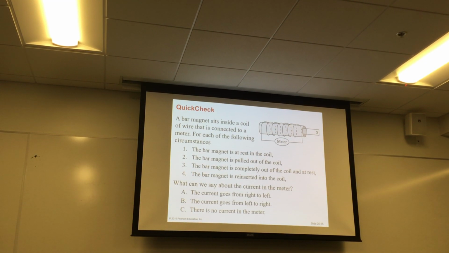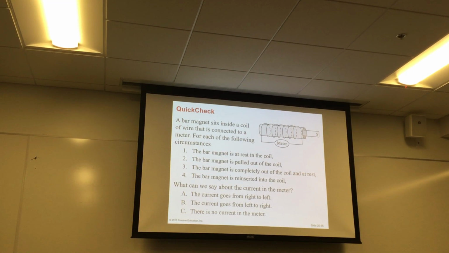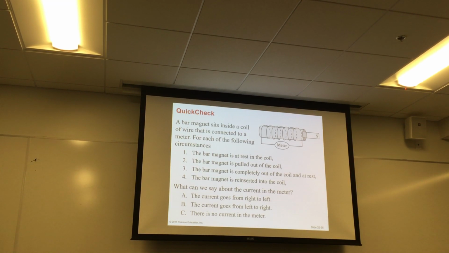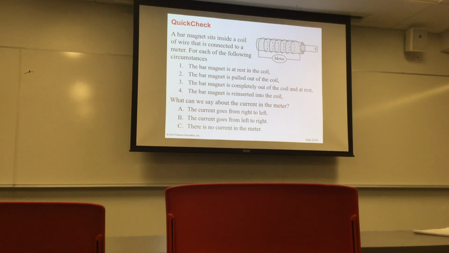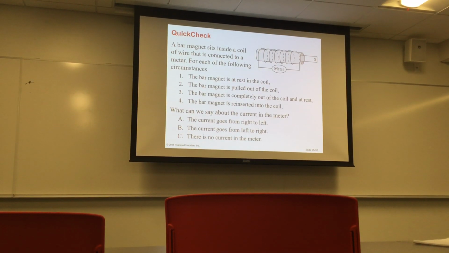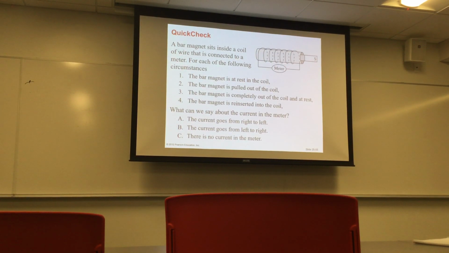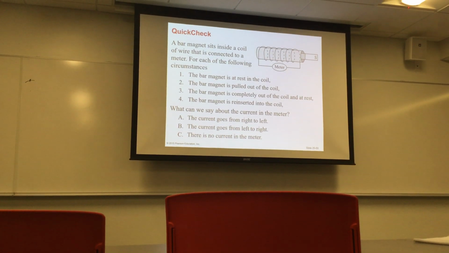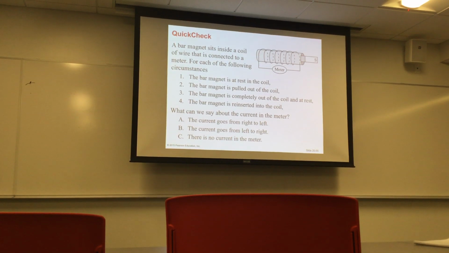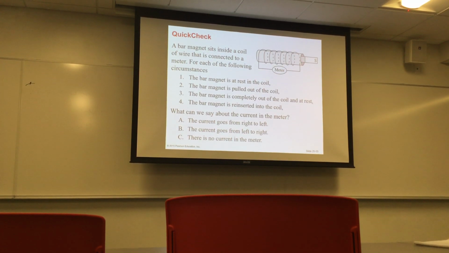The bar magnet is completely out of the coil and at rest. That's right. I see one hand that told me 0, so I'll take that as everybody thinking that. Yes, no current. The bar magnet is reinserted into the coil. So it wants to create a magnetic field in this direction, right? So the current has to go this way, from right to left, right?